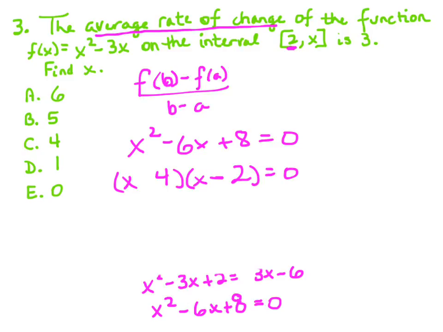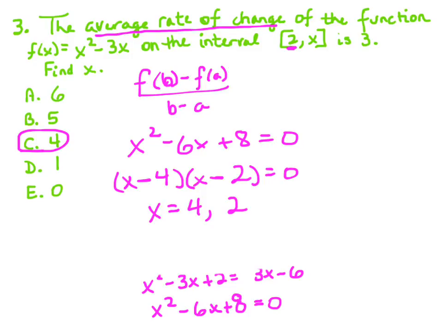And both of these signs need to be negative. And so x is equal to 4 or 2. And since 4 is the only choice that is there, 2 is not among our answer choices, we're going to choose answer C, which is 4.